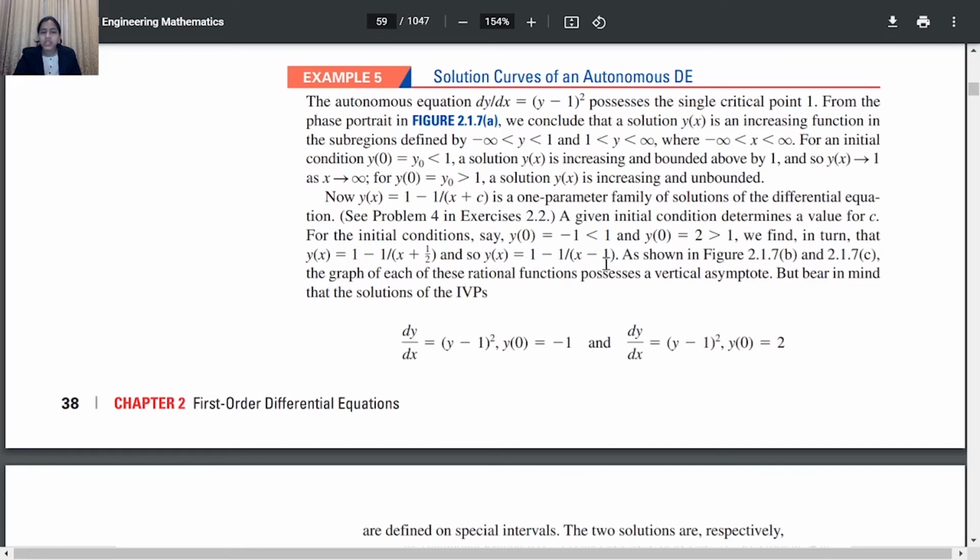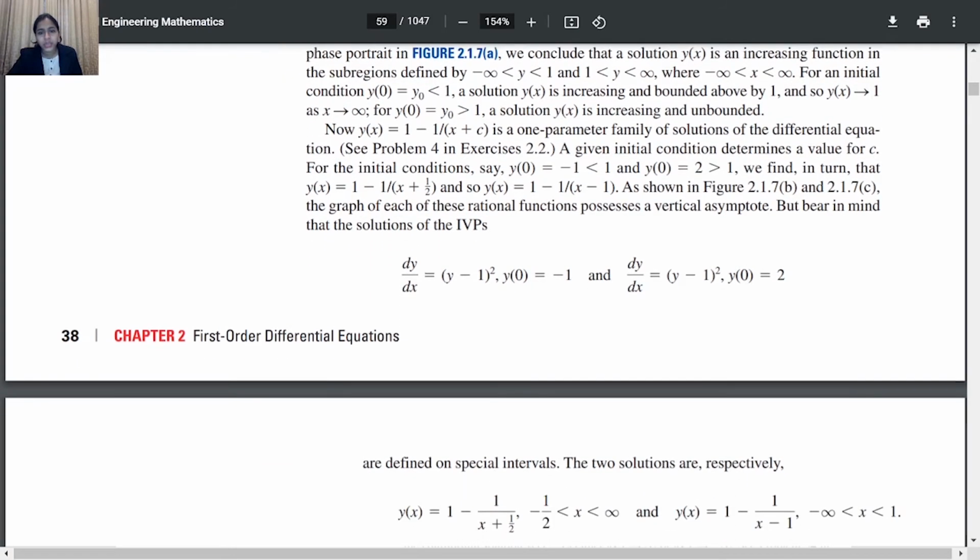So we are considering the differential equation dy by dx is equal to y minus 1 whole square with the initial condition y of 0 is minus 1. You get the solution y of x is equal to 1 minus 1 by x plus 1 by 2. And if we consider the same differential equation with the initial condition y of 0 is equal to 2, you get the solution y of x is equal to 1 minus 1 by x minus 1.